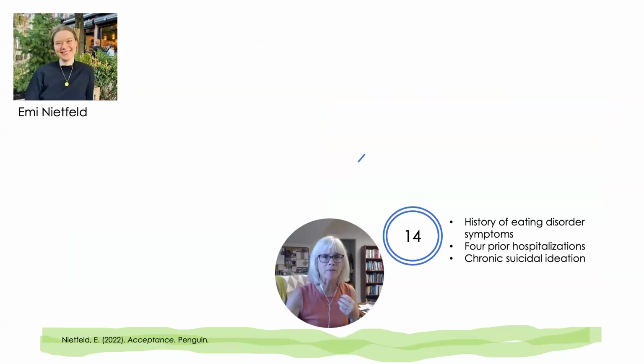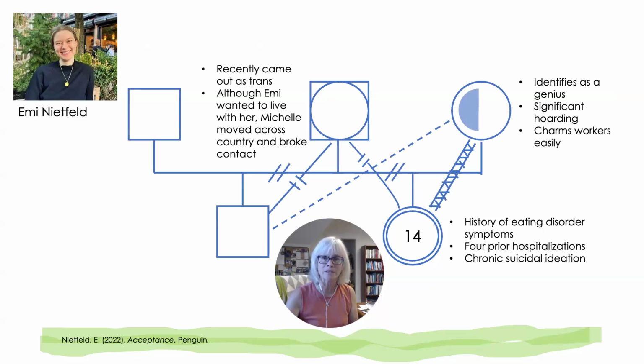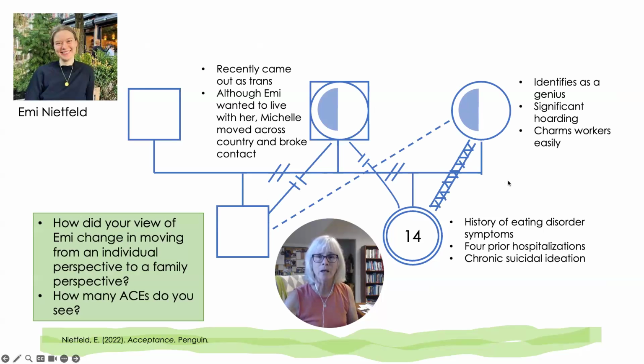So let's think about it in terms of Emmy Nedderfield. Emmy was 14 at the point that we're talking about here in her memoir called Acceptance. And this is how we might draw a genogram for her family. So these are her two parents. Her mother has a lot of mental illness, as does her other parent, who now identifies as trans. When Michelle came out as trans, she broke off her contact with Emmy and with the entire family and moved across country.